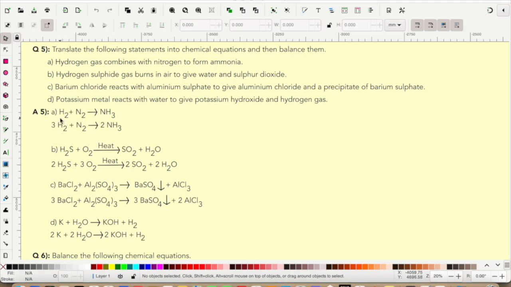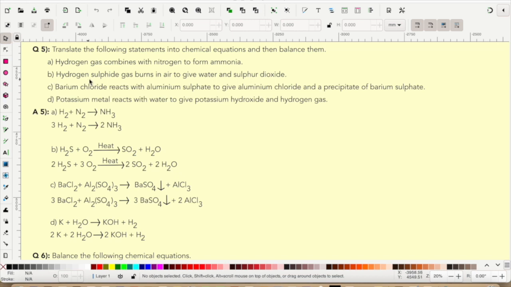So we will take LCM of 2 and 3, that is 6. So on both sides, we have to make 6 hydrogen atoms. On the right hand side, we will write 2 before NH3 and on the left hand side, we will write 3 before H2. So the hydrogen atoms on the left hand side are 3 into 2 and on the right hand side, they are 2 into 3, 6 hydrogen atoms. You will notice that nitrogen atoms are automatically balanced. So this is the balanced chemical equation.